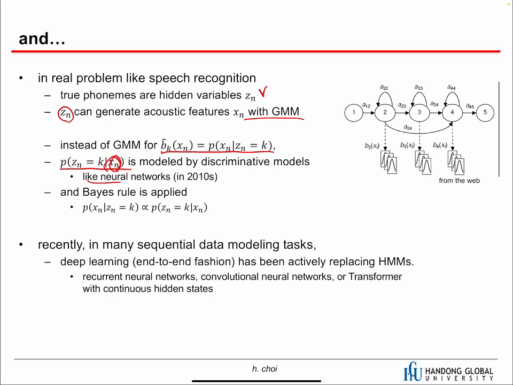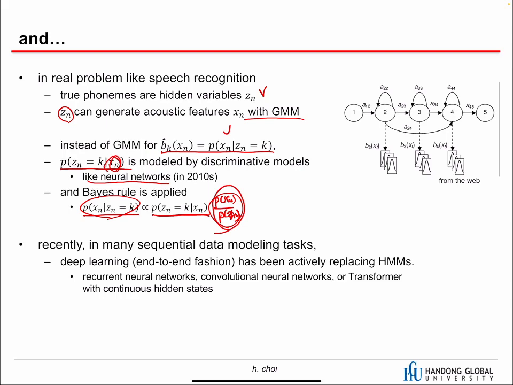Usually we can use neural networks, since the 2010s. Then we apply the Bayes rule to reconstruct this emission probability. This one is the emission probability, and this one is the recognition model. When we multiply this by P of x_n and divide by P of z_n, then we can reconstruct this emission probability. But usually in real speech recognition systems, we don't actually estimate these things. We just use a constant value.